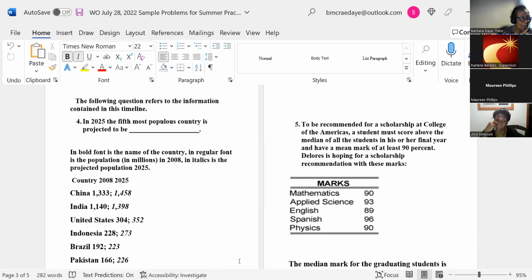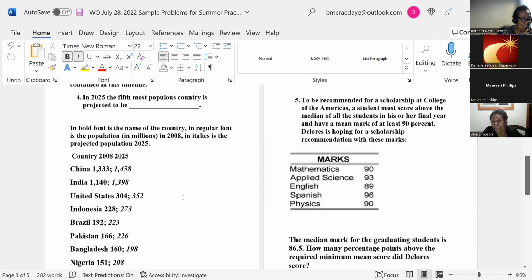And Alva, if I said, what was the first most popular country, what would you tell me? What country? Maybe I would say China. China, that's right, because it has the biggest number. 2025, 1458, right? Yes. All right.